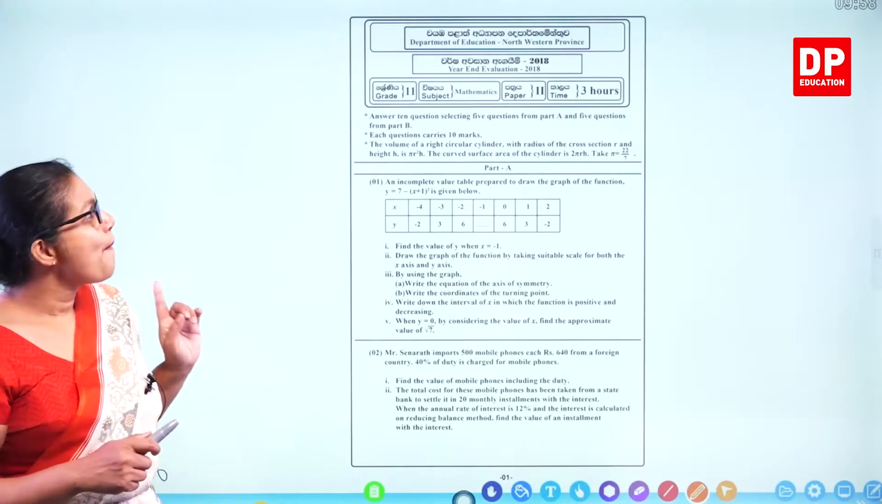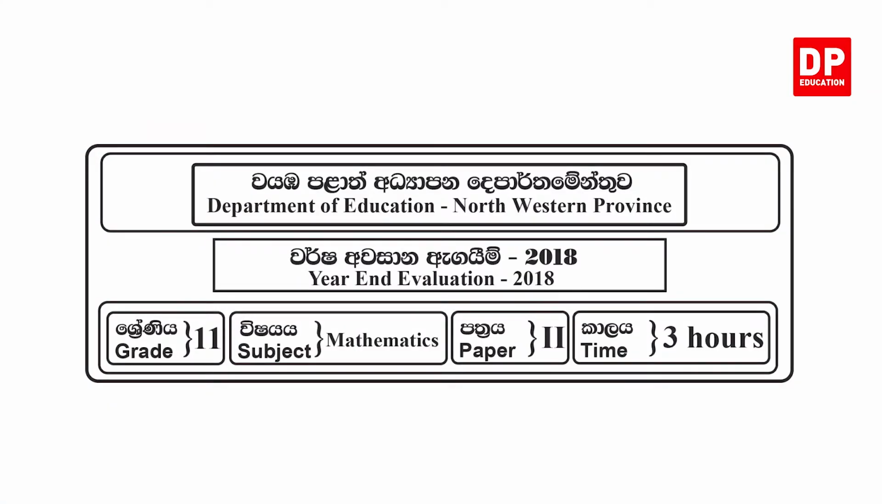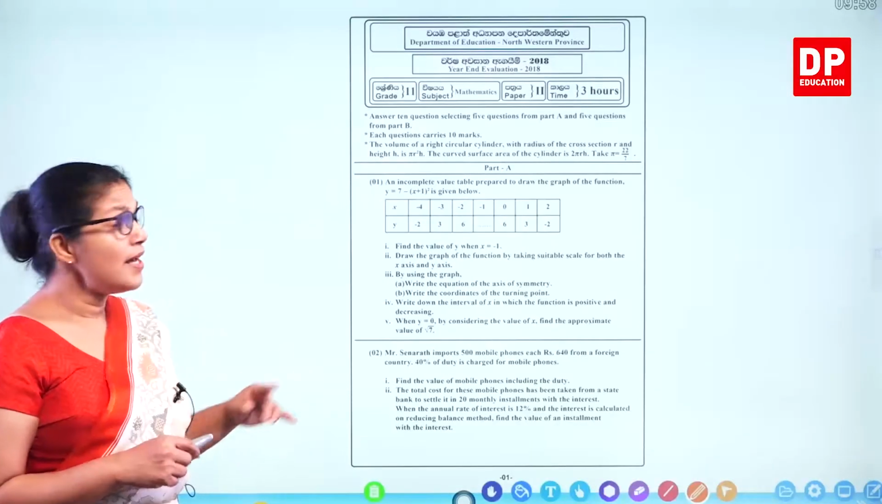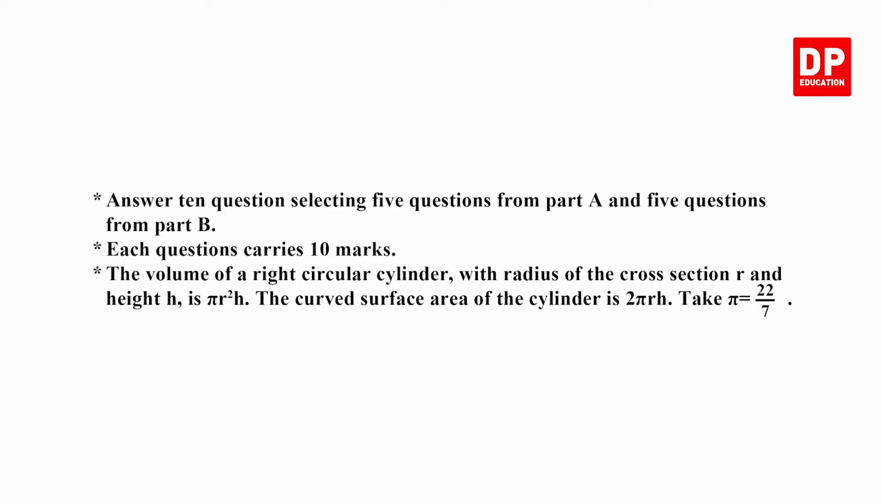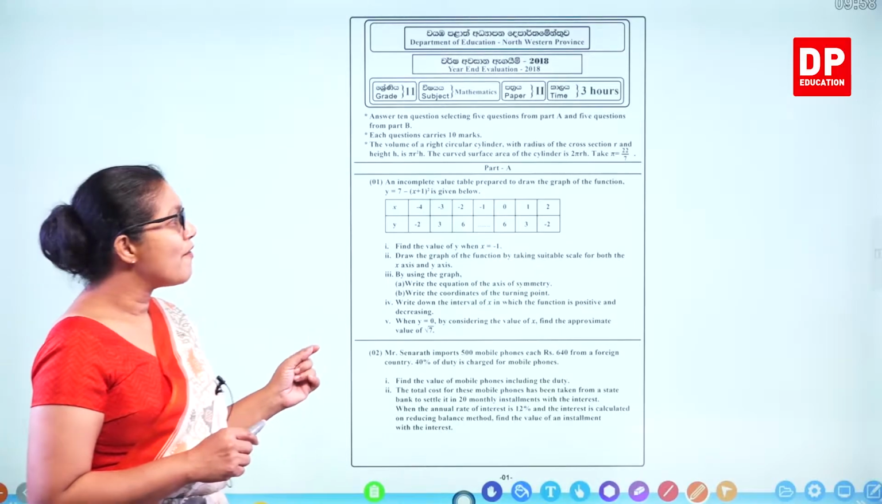Now we'll do paper 2. This is Department of Education, Northwestern Province and Year-End Evaluation 2018. So this paper, 3 hours and you get part A 6 questions and you have to do only 5. And part B also 6 questions. You have to select only 5 questions and spaces are not provided here.